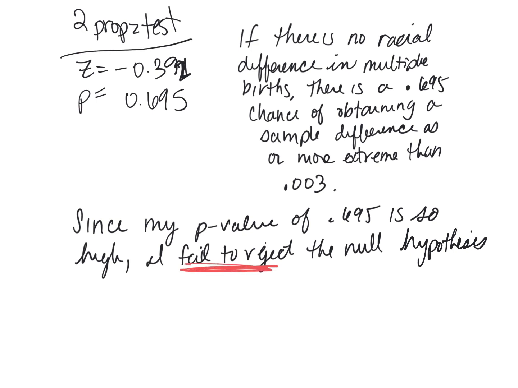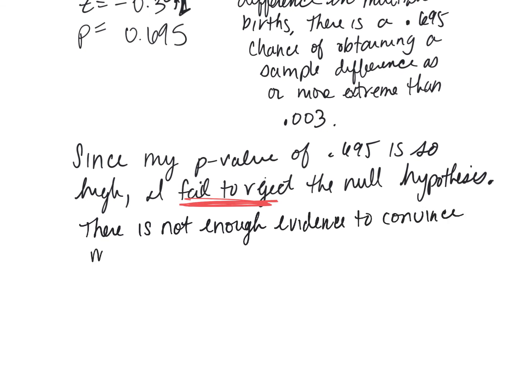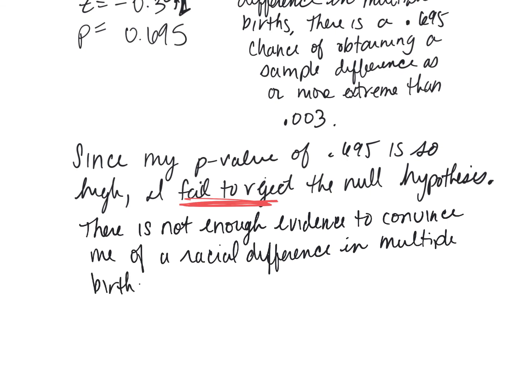I used capitals on your grading just to emphasize that there is not enough evidence. If I'm failing, there's not enough evidence. And if you're failing to reject, that's a type 2 error possibility? Yes, that's a type 2 error possibility. So there is not enough evidence to convince me of a racial difference in multiple births.